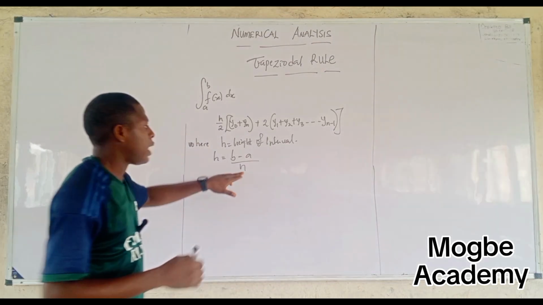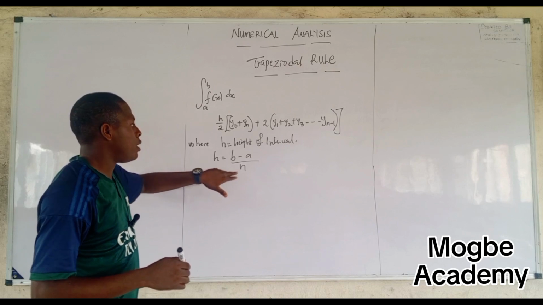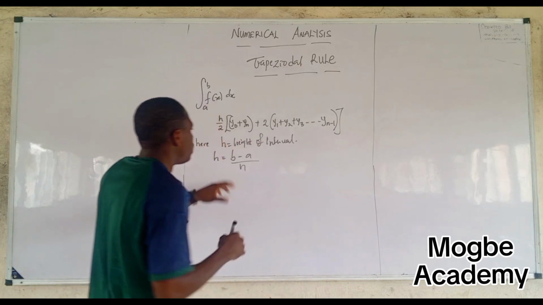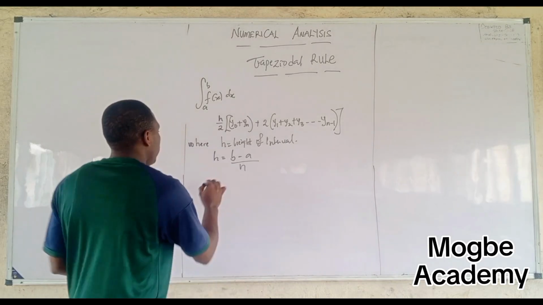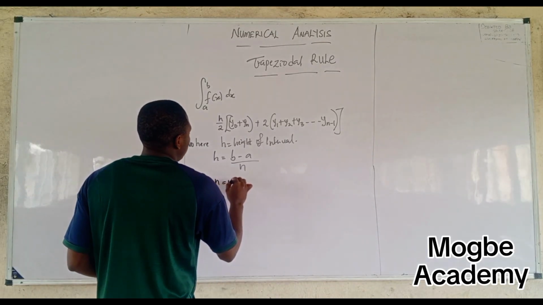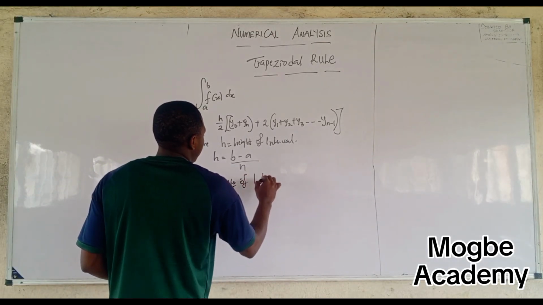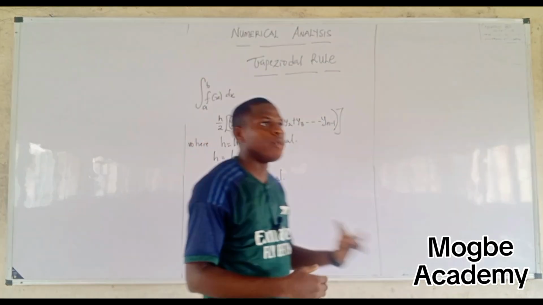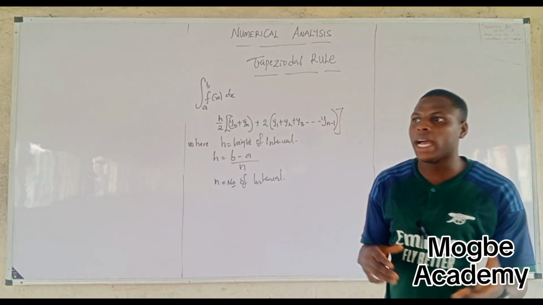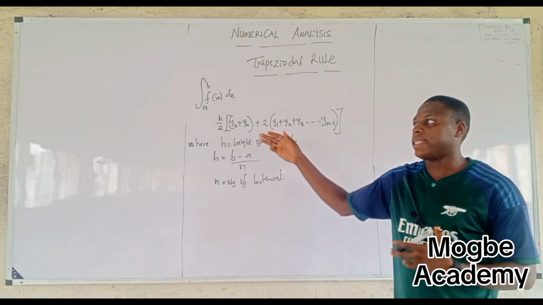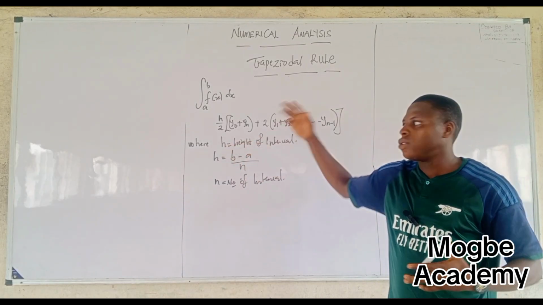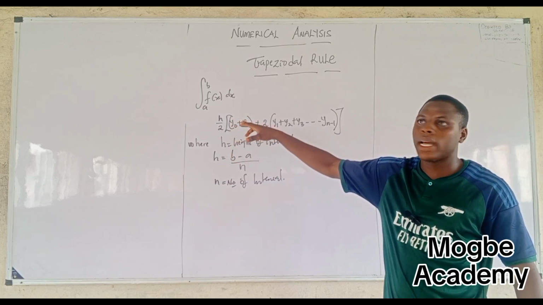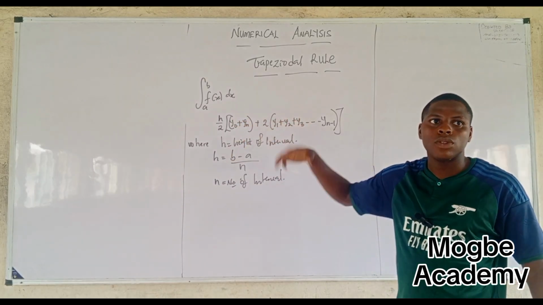We are seeing a new parameter being introduced. Which parameter is that? N. Your N simply stands for the number of intervals. Your number of intervals will be given to you in your question, and you'll be asked to calculate the height of your interval. When you calculate the height of your interval, you take it back to your trapezoidal formula and apply the formula to get your answer.